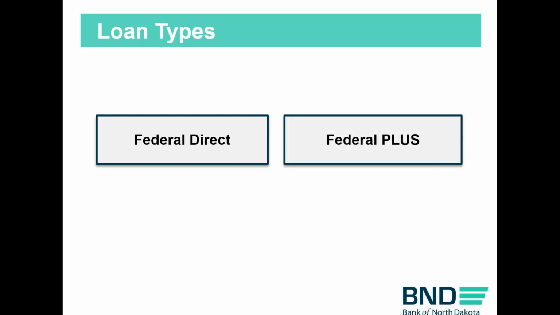So the next type of student loan is a federal PLUS loan, and that is a parent loan for undergraduate students. This one is a little bit different than the federal direct. It is a federal loan. However, how this is different is that it's a parent loan. So mom and dad would take this out on behalf of their student, and then it would be in their name, and they are responsible for it.